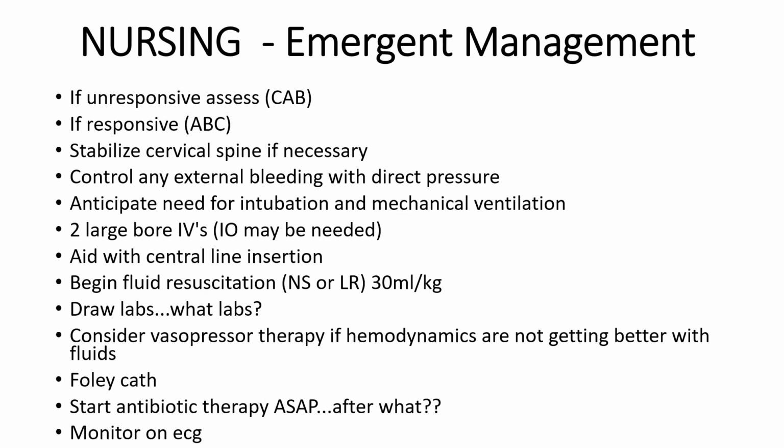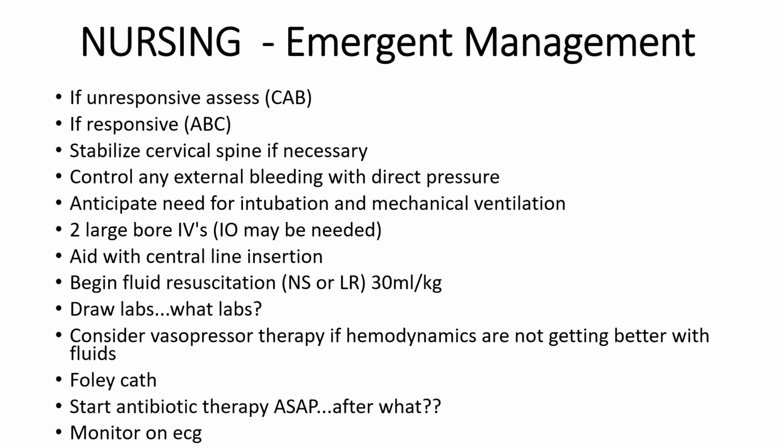If we cannot get an IV in, especially if the patient has gone through a significant amount of trauma or they've been in a hypovolemic shock for some time, we may not be able to find an access. So we may need to get an intraosseous, also known as an IO. Patient may need a central line, so aiding in central line insertions.